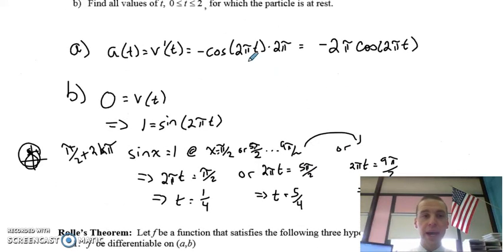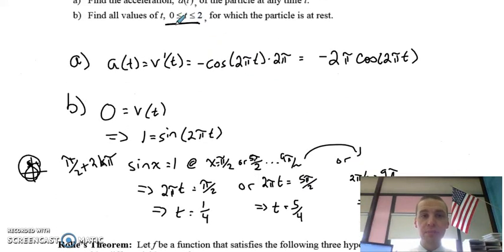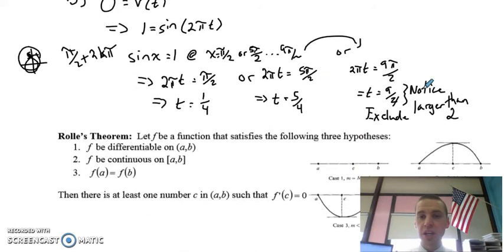Well, when you go back, you have a domain between 0 and 2. And notice that 9/4 is larger than 2, and so therefore we exclude it. And the final two answers are 1/4 and 5/4. That's a time. Difficult concept. Please make sure that you relook at this and try to understand it, because this is one that you guys always struggle on.